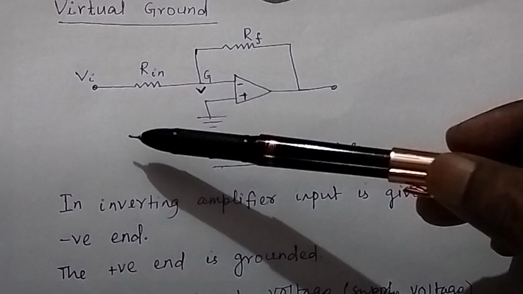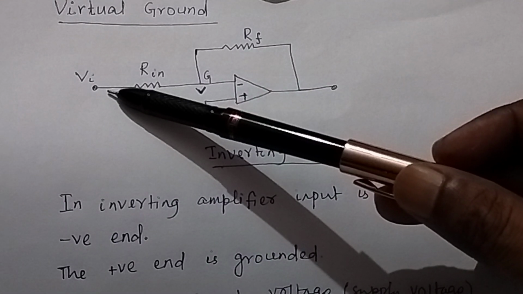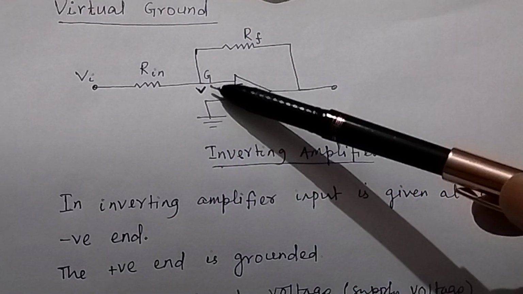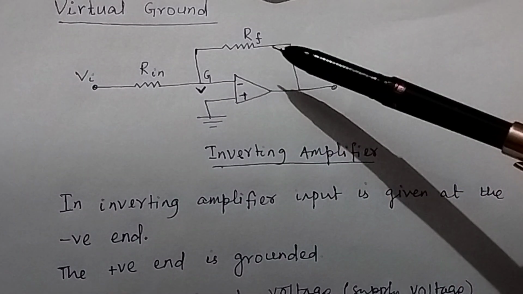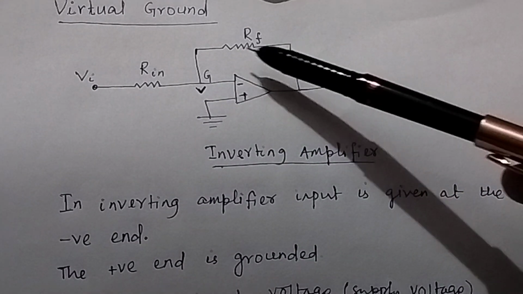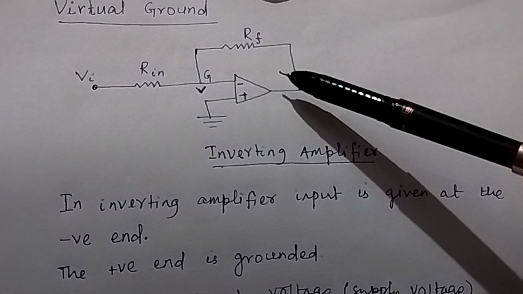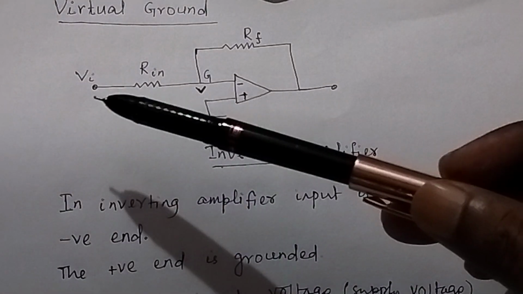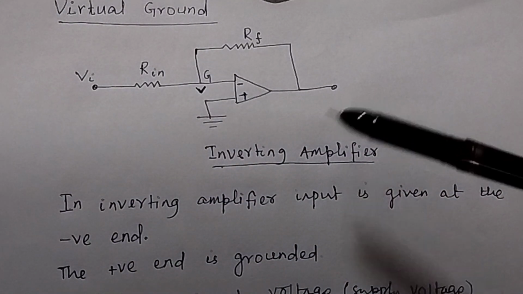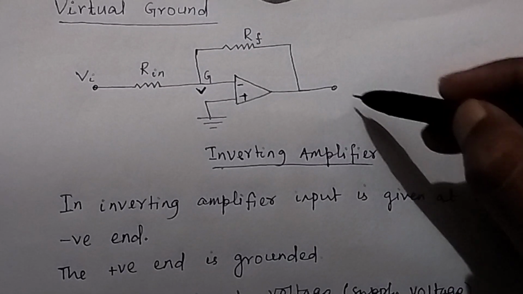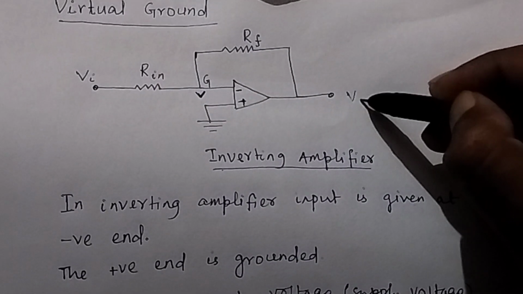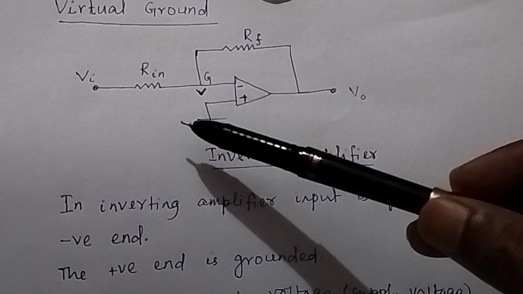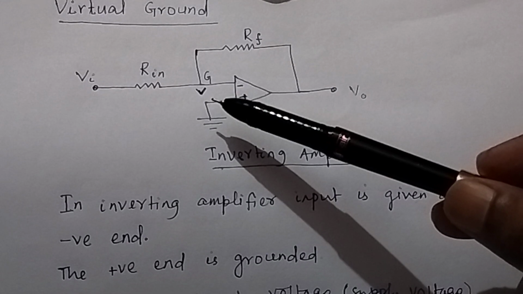So the supplied voltage, that is Vi, is not equal to the voltage at the inverting input terminal. This will differ. And here RF, as I have told you in the previous video, is the feedback resistor. So in inverting amplifier you have input voltage and you have output voltage. This is your output voltage, and V is the voltage at the inverting input terminal.